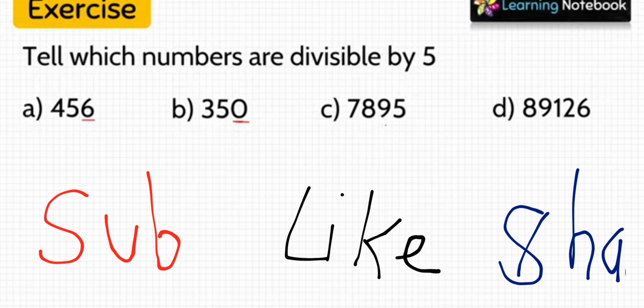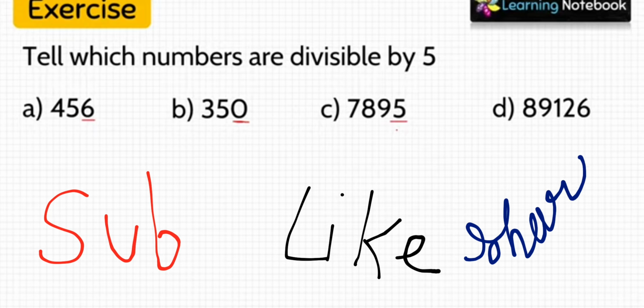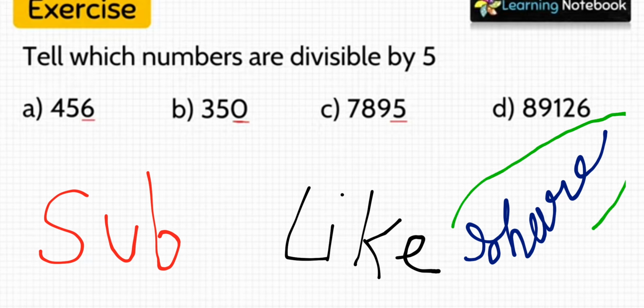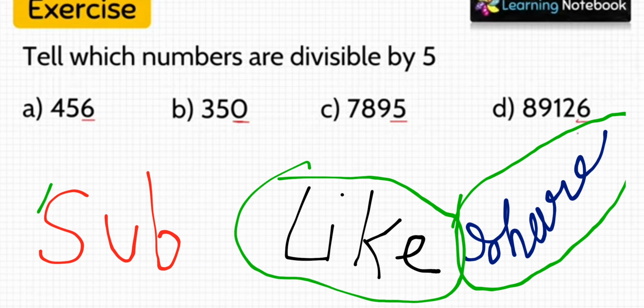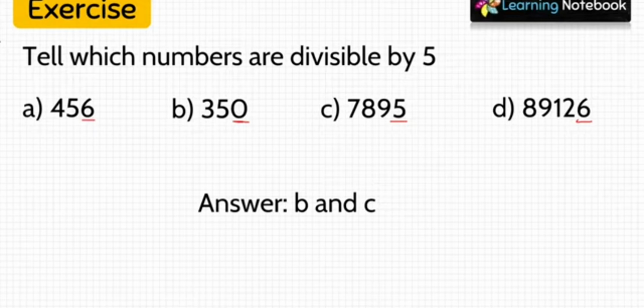Next number is 7895. Again, the last digit is 5. So, this number is also divisible by 5. Last number is 89126. So, its last digit is 6. So, this number is not divisible by 5. So, we will write the answer. B and C are the numbers which are divisible by 5.